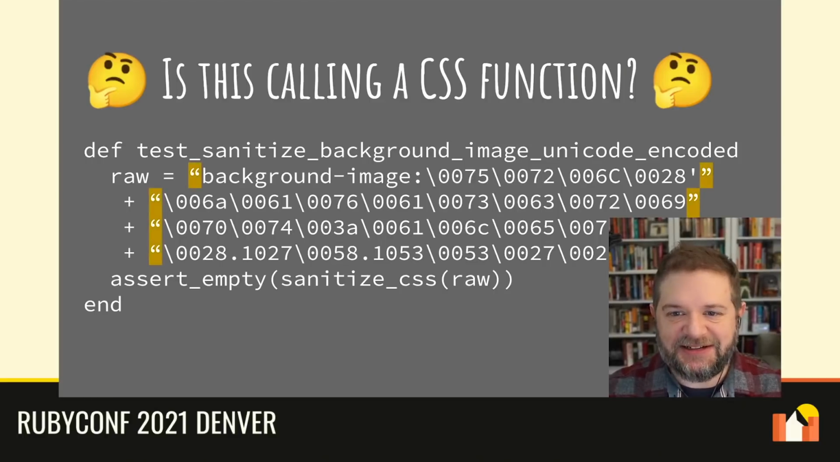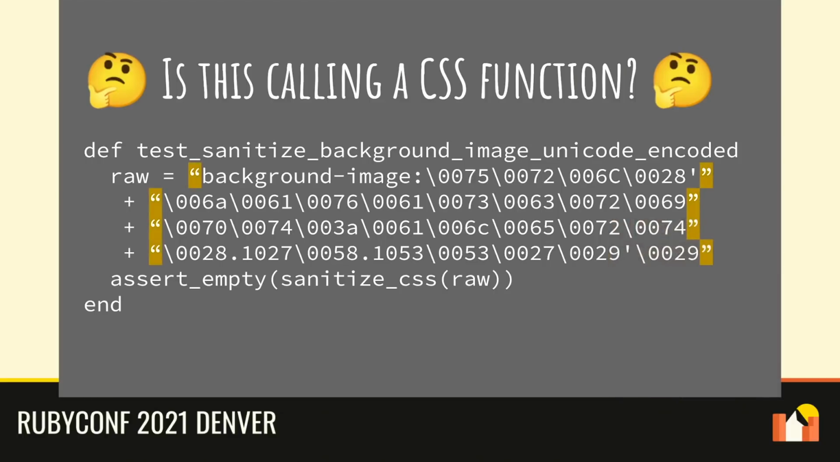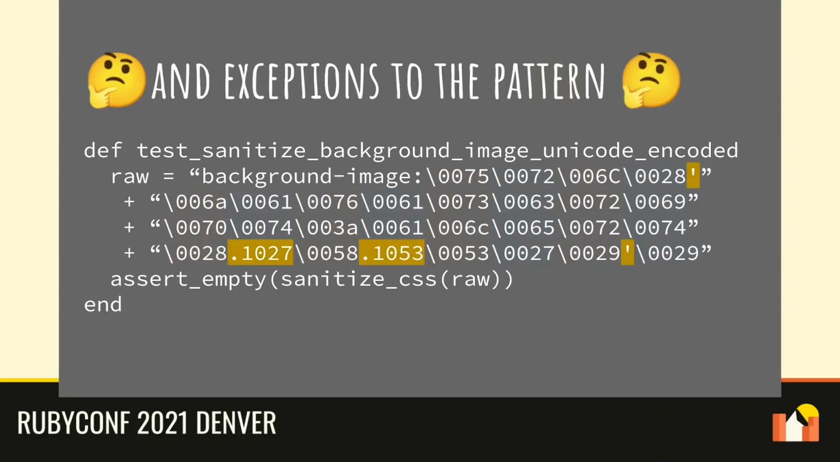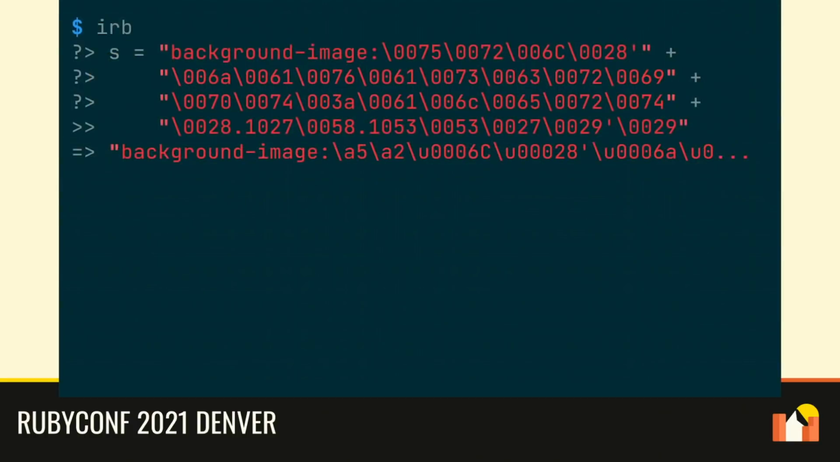All right, let's break it down and take a look at the string. We have double quotes, which tell us that the backslash is going to be interpreted as an escape character. We see these repeating sets of 5 characters, backslash 00, hex hex. There are some exceptions to that pattern. Look at that .1027 string. That's going to be important later. There are a couple of bare quotes hanging out too.